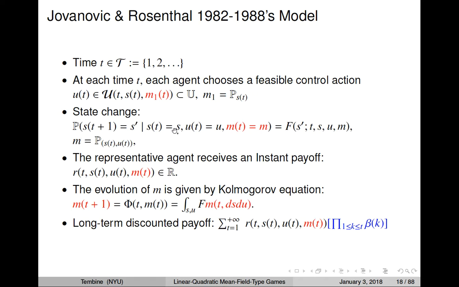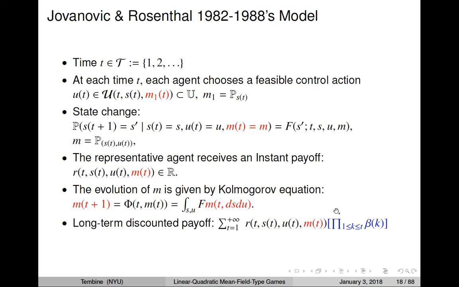The state moves from S to S prime according to some model, a transition kernel, and the representative agent, there are an infinite number of agents, gets this reward function. And M moves as in the classical Kolmogorov forward equation. Now, if time were continuous, this would actually be a McKean-Vlasov Fokker-Planck equation. And for discrete time, it's known as the Kolmogorov equation. So the Fokker-Planck is the Fokker-Planck-Kolmogorov equation.